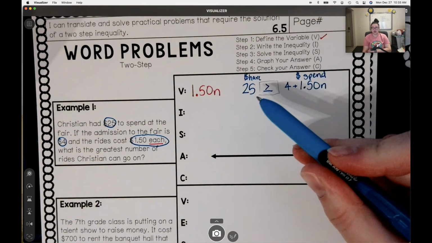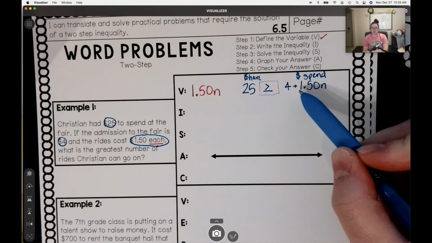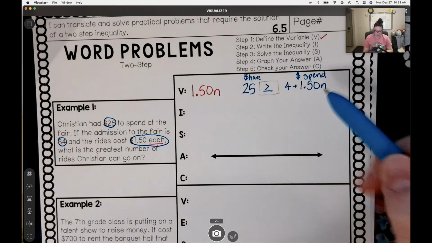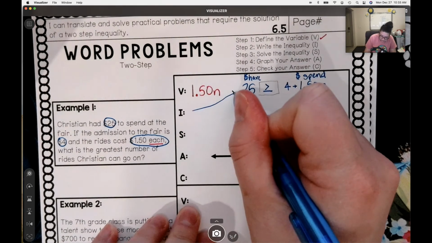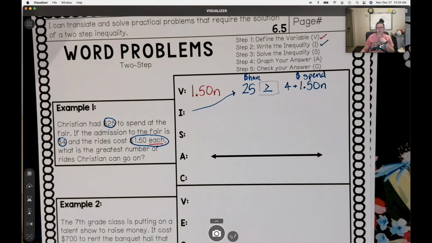So $25 is greater than or equal to $4 plus $1.50 n. There was us solving or writing our inequality. Now we need to go through and solve it. It's been since before break since we've solved inequalities. If you need a refresher, you might want to go back and check out that two-step equation video.